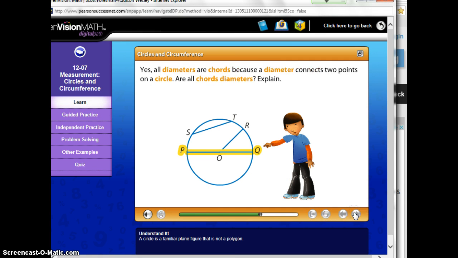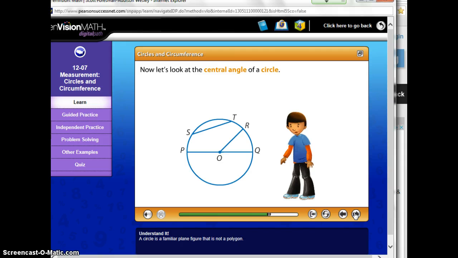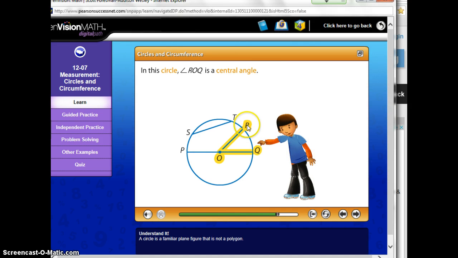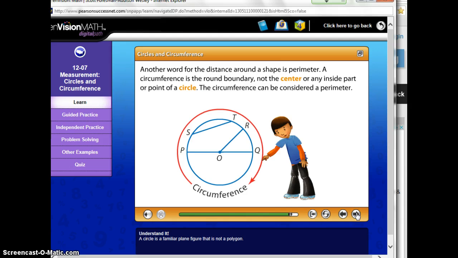Okay, moving on. We need to know diameter and radius before we can talk about how to find the circumference of a circle. In this circle, angle ROQ is called a central angle because it makes an angle whose center is in the middle of the circle. The distance around the whole circle is called a circumference. Another word for the distance around a shape is the perimeter.